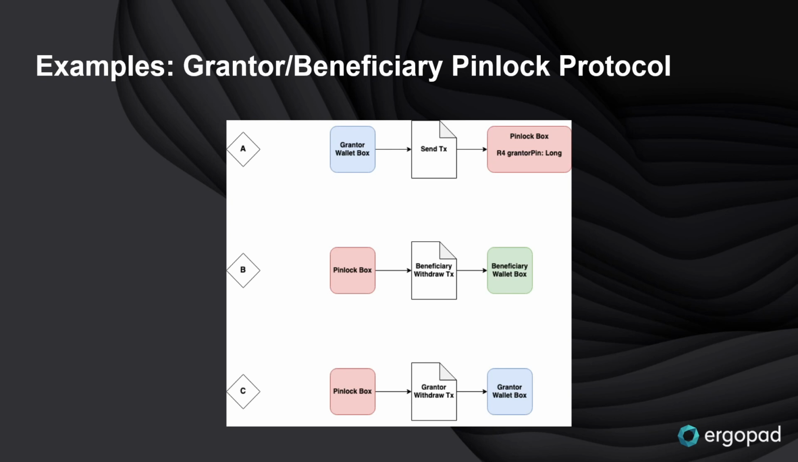In this protocol, the first stage would be the grantor, who interacts with the send transaction and would then send money to a pin lock box. When this box is created, it will have the money sent from the grantor and also a pin that was assigned to it in register 4, which the grantor was able to decide on.